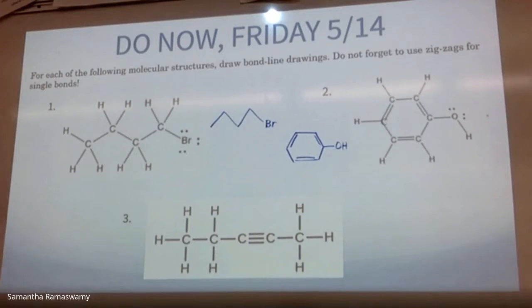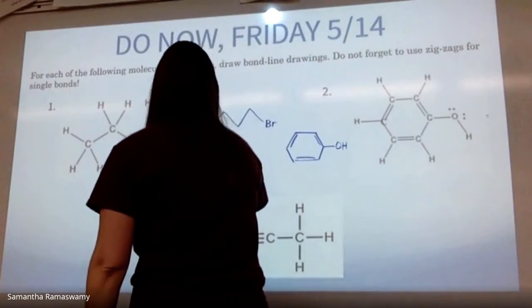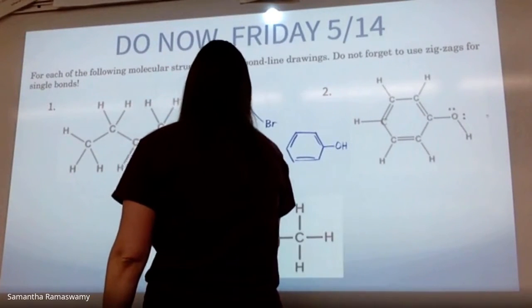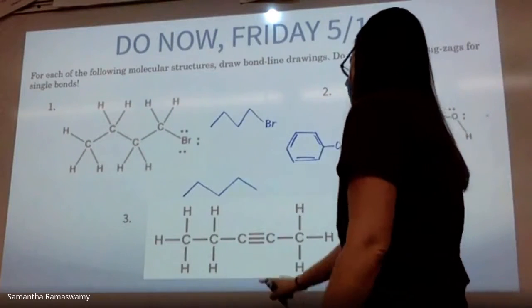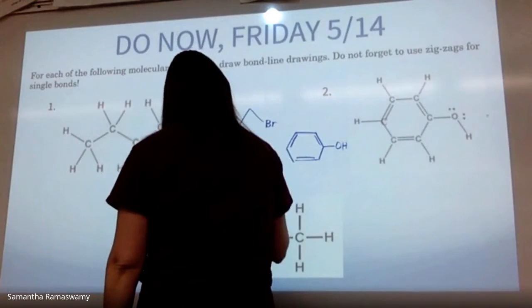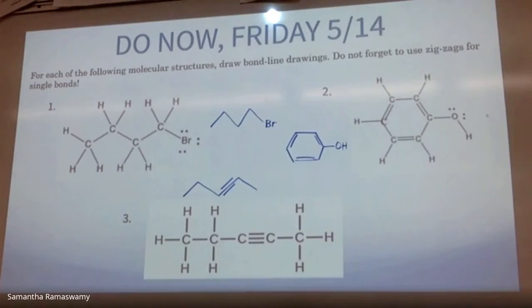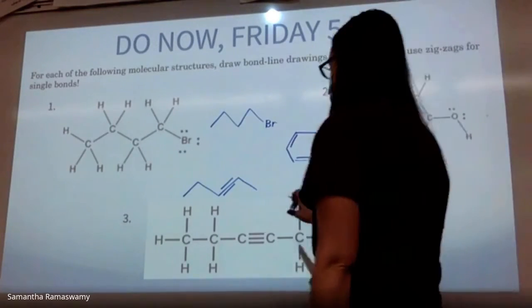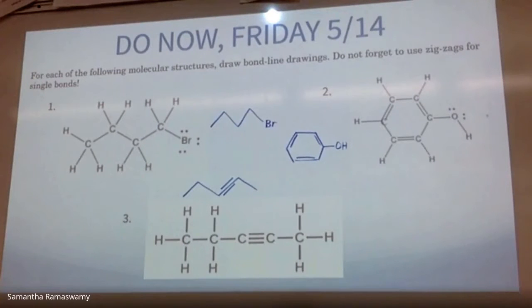And then for number 3, 1, 2, 3, 4, 5 carbons. And then there's a triple bond between the third and the fourth. Right, triple bond. So as long as you are showing 5 carbons, all single bonded, except for the triple bond between 2 of them, you show that bond line drawing.